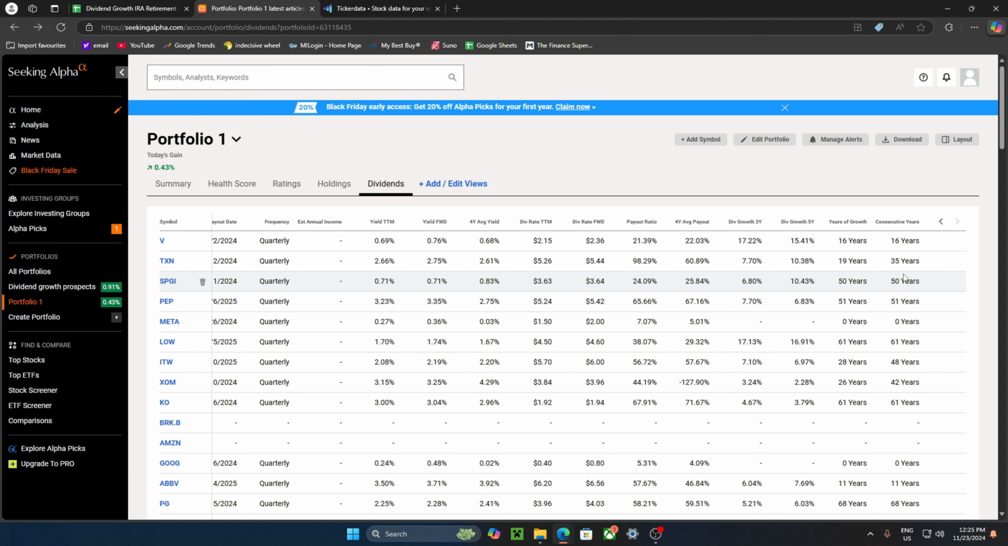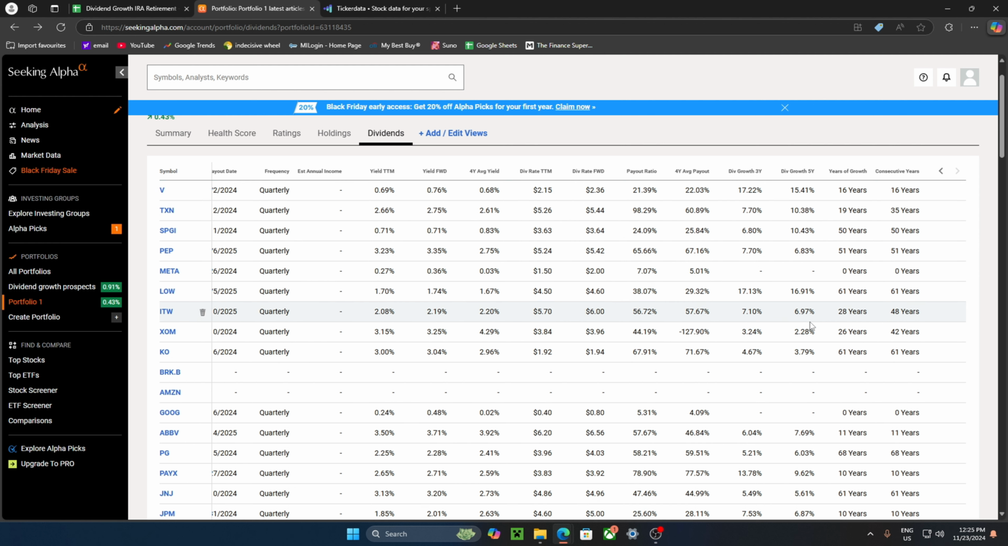And that's what I think is really important to consider, because although you start with a low yield, you are compounding this growth. It is just compounding year over year over year. So I think that's really important.